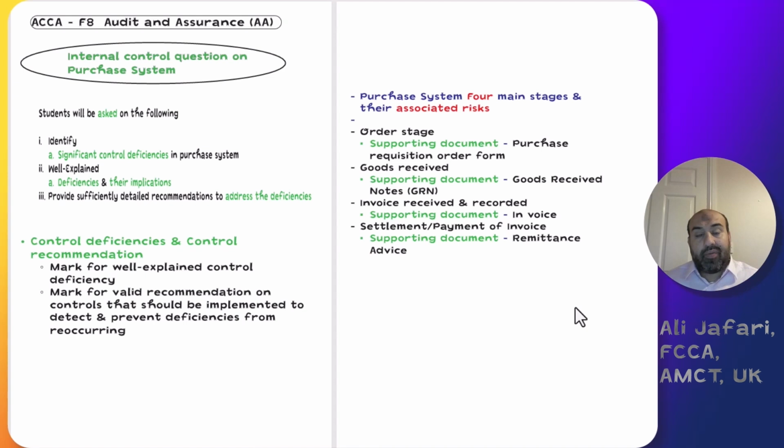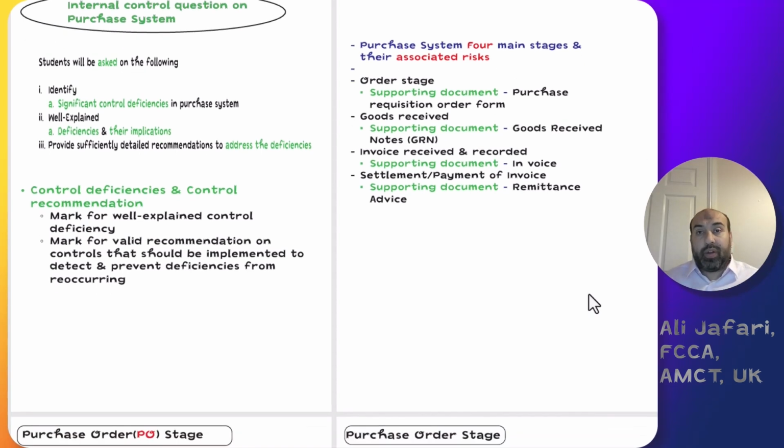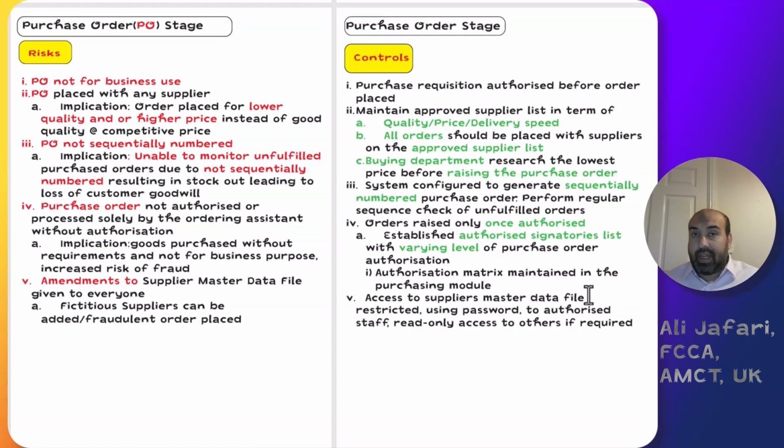So these are the four different stages, and every stage has its own associated risks, and we need to understand the controls that would be required to avoid those risks. If you look on your right hand side, there are five controls mentioned for the purchase order stage. If you know these five controls, you would be able to answer the question correctly.